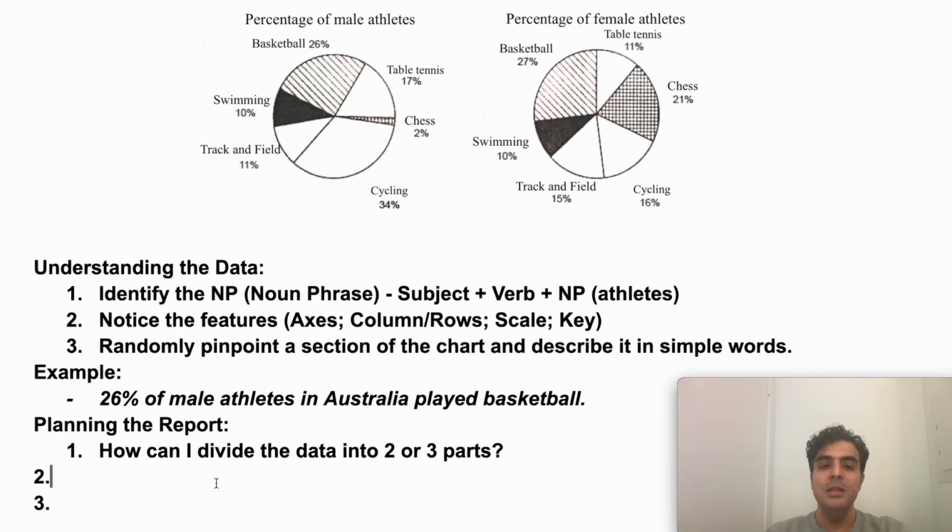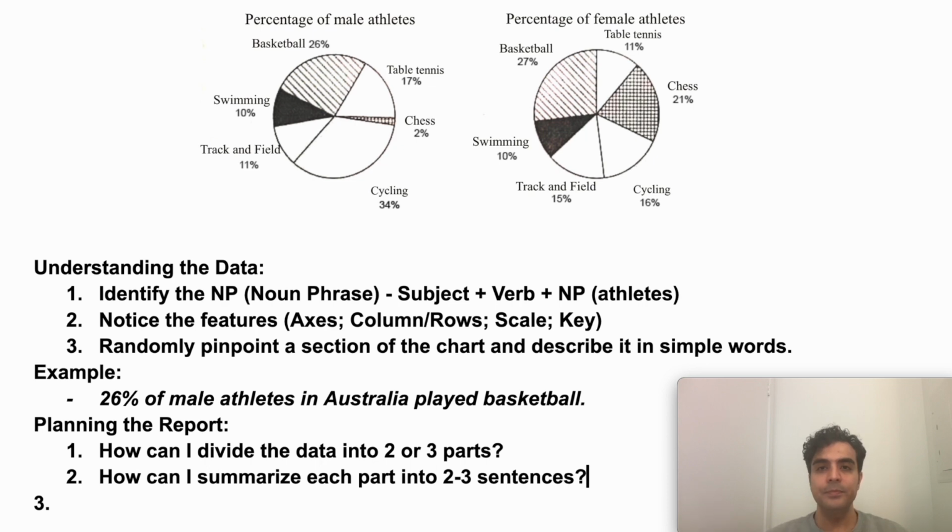Following this question, the second question you'll need to ask yourself is, how can I summarize each part into 2 to 3 sentences? If you remember, in IELTS Task 1, one of the expectations of the task is for you to write a response that is between 150 to 200 words and also summarizes the information.